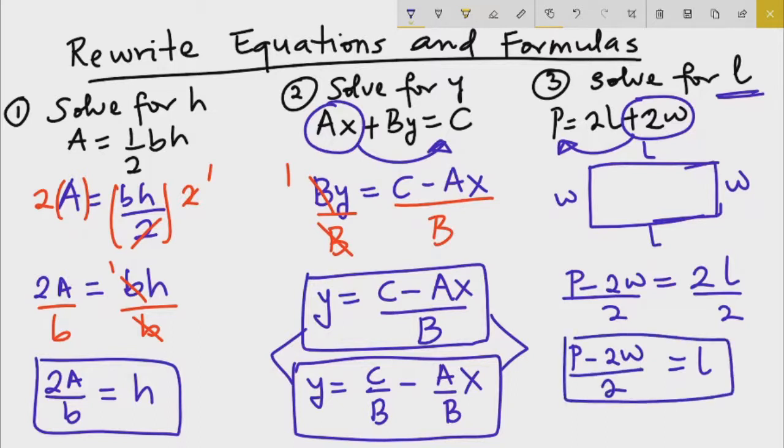And that's it. Whenever you are solving a literal equation, it is as simple as just isolating one of the variables. I hope these examples are able to help you in your own study.